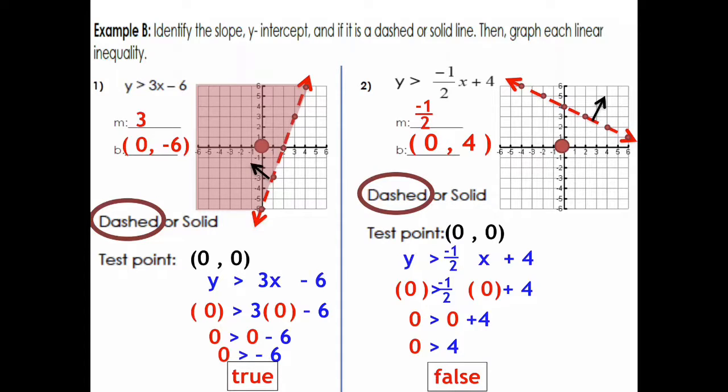Since the arrow is pointing upper, we're going to shade the upper side of this graph. And that's always how it's going to be. So you've got your two cases. In number one, it's true, so we shade towards it. And in number two, it's false, so we shade away from it. Okay? Let's go ahead and go to number 3.